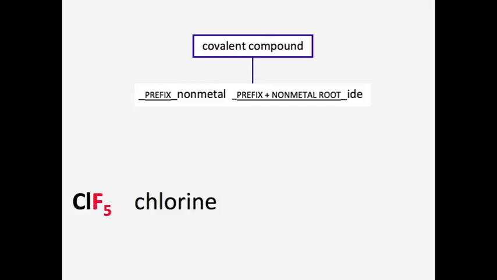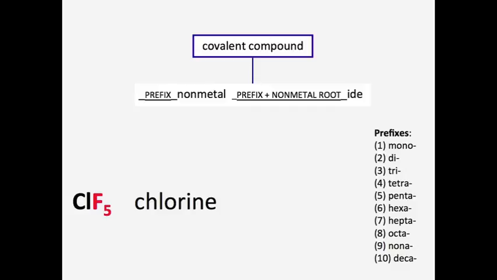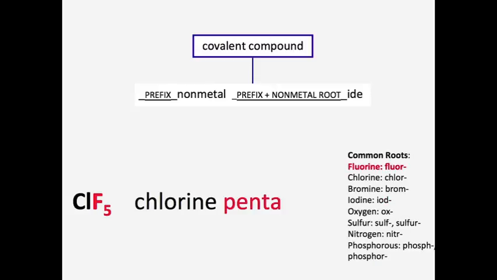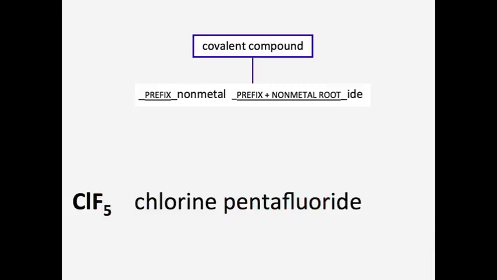The second nonmetal is fluorine. There are 5 atoms of fluorine, so we must attach the prefix penta to fluorine's root, fluor, and stick on the ide suffix. This compound is named chlorine pentafluoride.